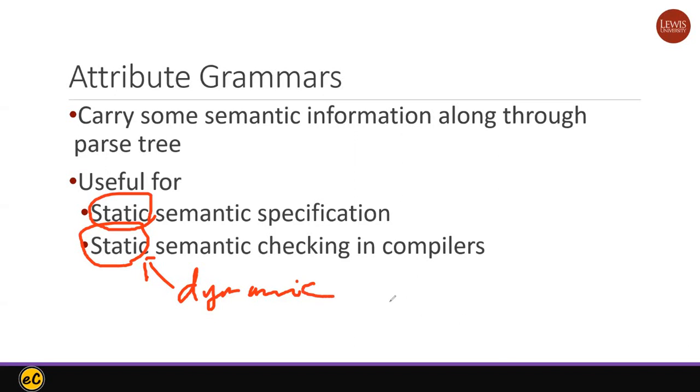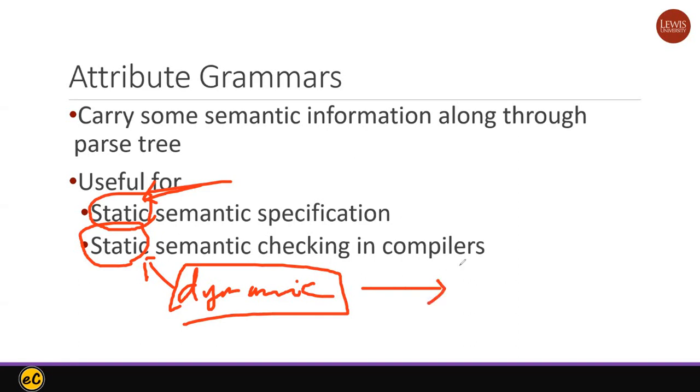Anybody know? Your type? Declaration? No. Static here means the compile time. So when we say dynamic, it actually is at the runtime. So when you run the program, there is a different type of evaluation, right? At runtime, you have different type of evaluation.